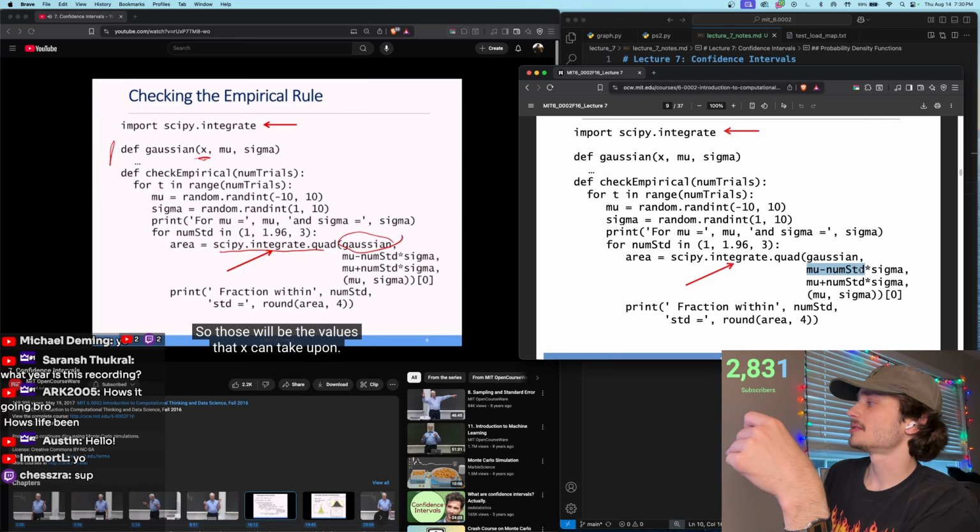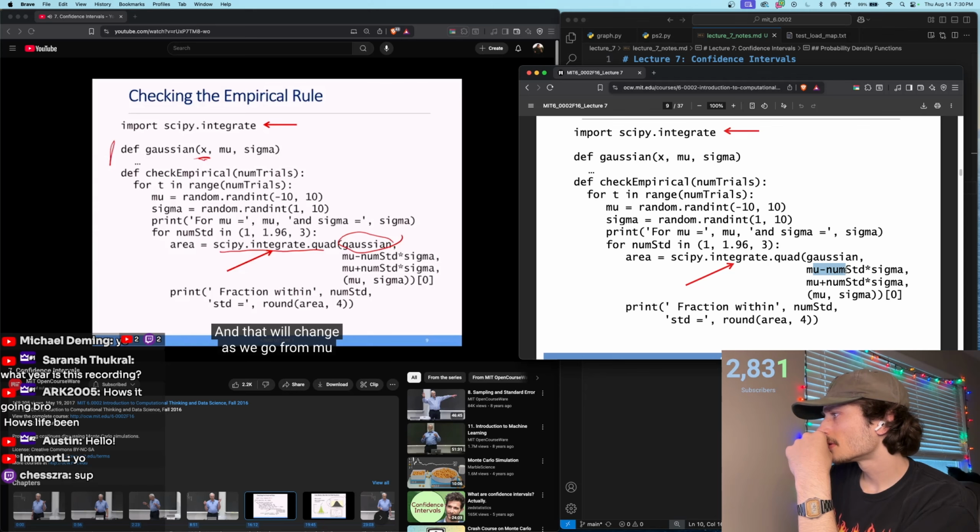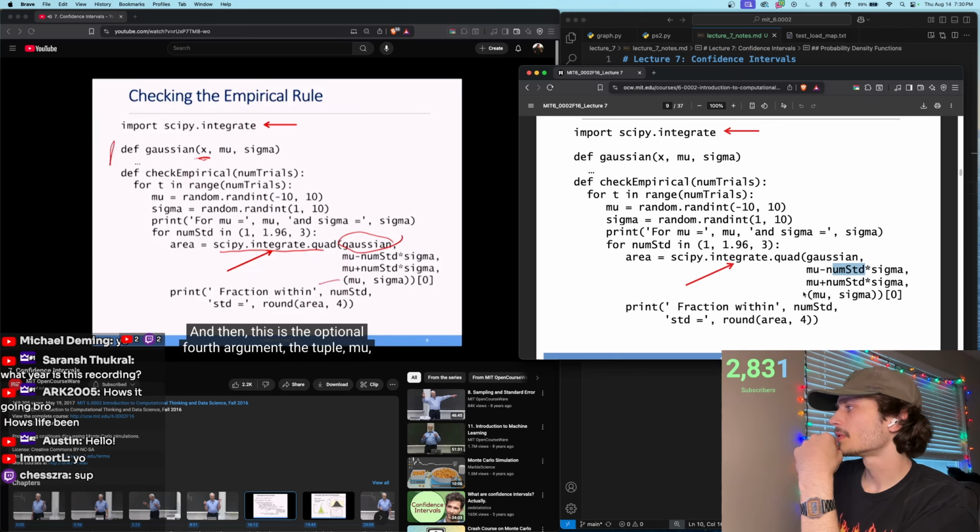Those will be the values that x can take on. That will change as we go from mu minus the number of standard deviations times sigma to mu plus the number of standard deviations times sigma. And then this is the optional 4th argument, the tuple mu and sigma. Why do I need to pass that in? Because Gaussian is a ternary function that takes 3 values. And I'm going to integrate over values of x, so I have to fix mu and sigma to constants, which is what I'm doing down here. And then I'll take the 0th value, which is its estimate of the integral.